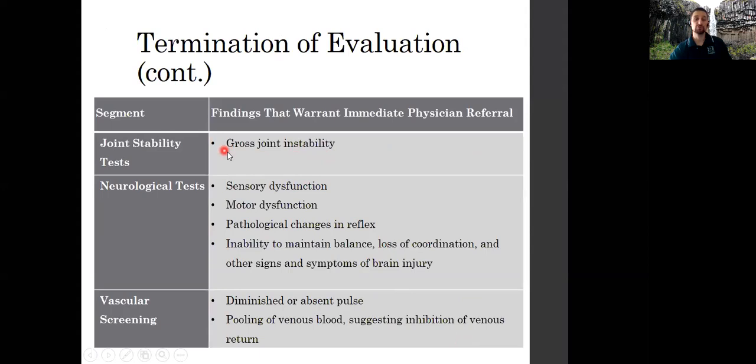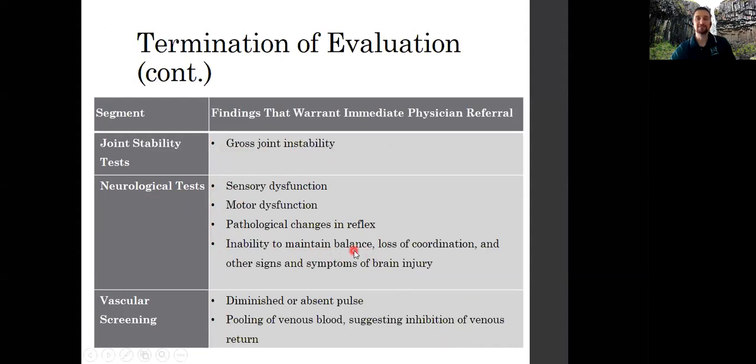Anytime they have gross or very lax or an unstable joint, so if they're not able to walk or put weight on it. During the neurological exam, right, so sensory, remember that's dermatomes. Motor is the myotomes. And then the spinal reflexes, which we'll have a lab and a discussion about for the upcoming assignments.